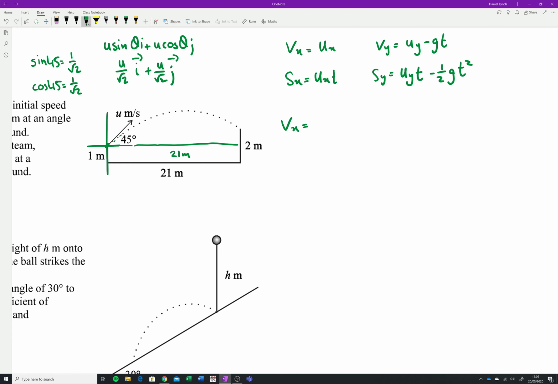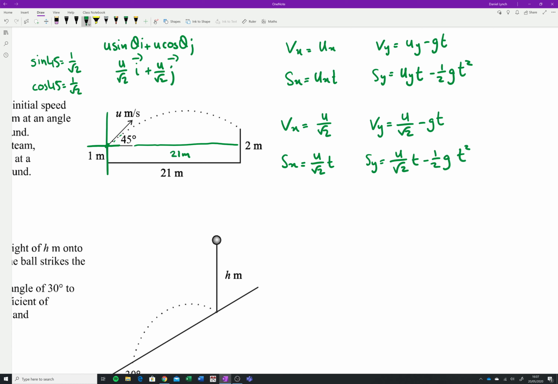We can say that Vx is equal to Ux, so our initial x velocity, we just said that's u over root 2. Vy is equal to the initial y velocity, that's u over root 2 also, minus gt. We have that Sx is equal to u over root 2 t, and Sy is equal to u over root 2 t minus a half gt squared. Okay, hopefully you remember that. I know it's been a while, but obviously you're going to have to do revision for it for the real thing.